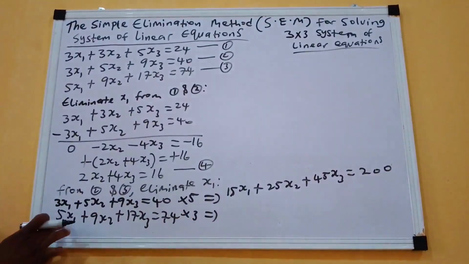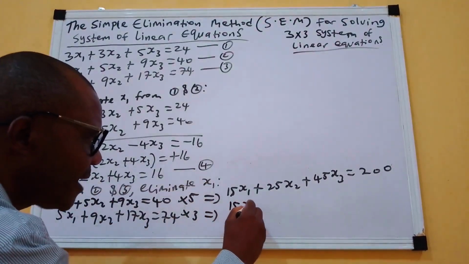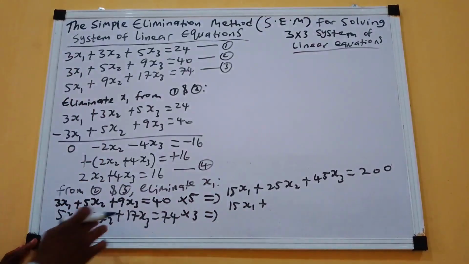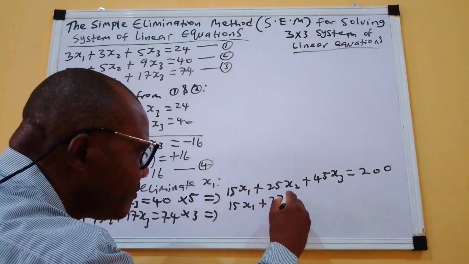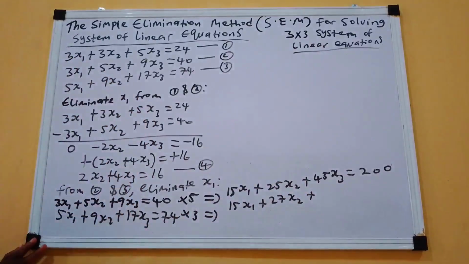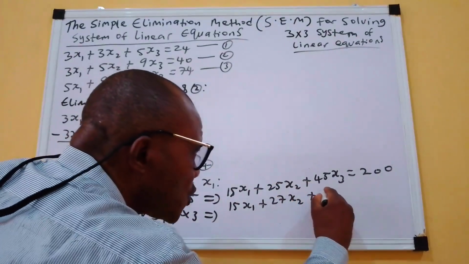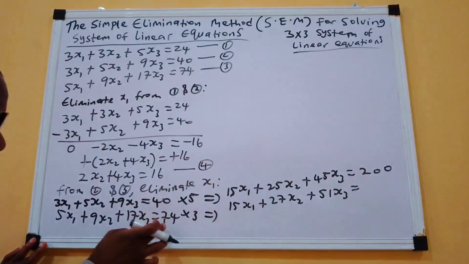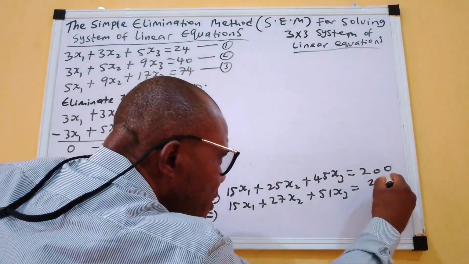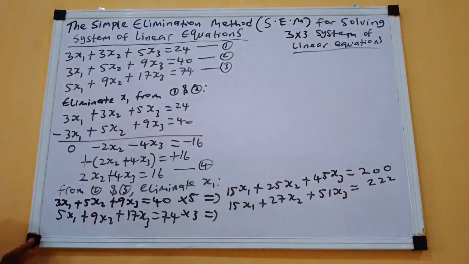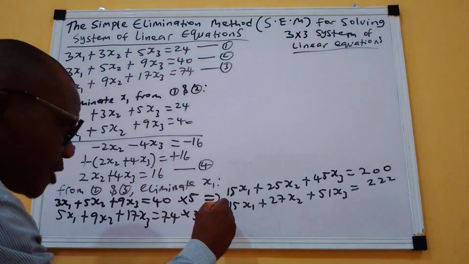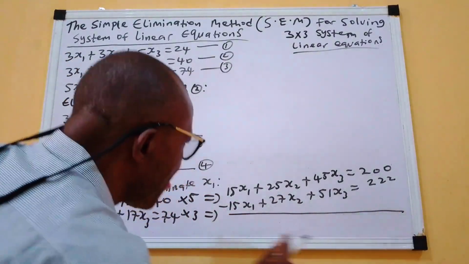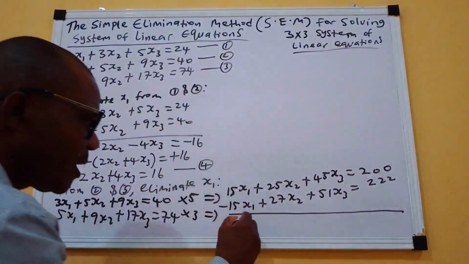Then the next one, 3 times 5 will be 15x1 plus 3 times 9, 27x2, plus 3 times 17 is 51x3, is equal to 3 times 74, which is 222. Now you can see that the coefficient of x1 in the two equations is 15. So you can go ahead and subtract. Then you rule your line. 15x1 minus 15x1 is 0.